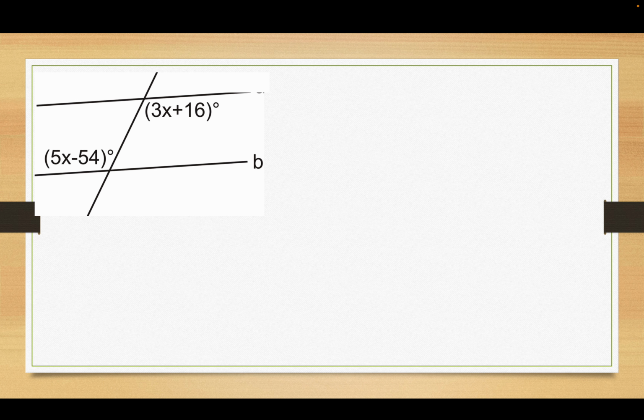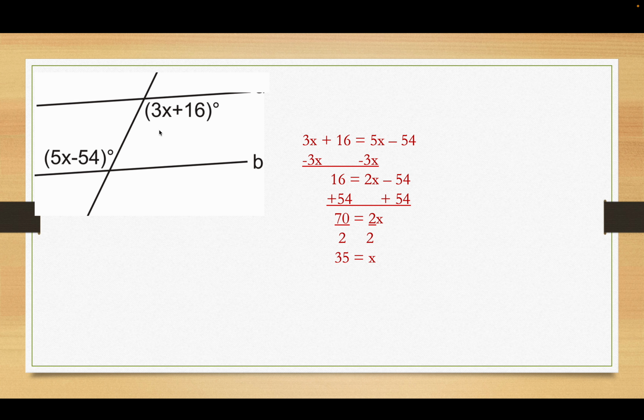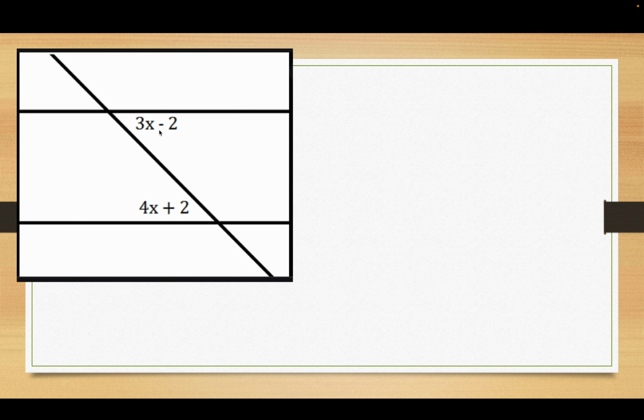So it works out on this one that we have alternate interior angles, or they are both obtuse. So 3x plus 16 will equal 5x minus 54. Letters on one side, numbers on the other. I subtract 3x from both sides. 16 is 2x minus 54. Add 54 to both sides. 2x is 70. Dividing by 2, x is equal to 35. Okay? All right. Next up, let's see what you get.